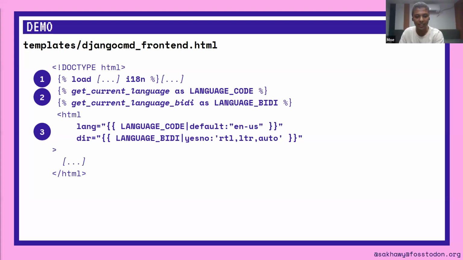The second thing would be getting whether or not the current user's language is right to left. You can do that by using get_current_language_bidi. The name is confusing, but what it essentially does is it evaluates to true if the current language is right to left, and it will evaluate to false if the current language direction is left to right. And the final step would be to render the correct value for the dir attribute. So if get_current_language_bidi is false, ltr; rtl if it's true, and fall back to auto.